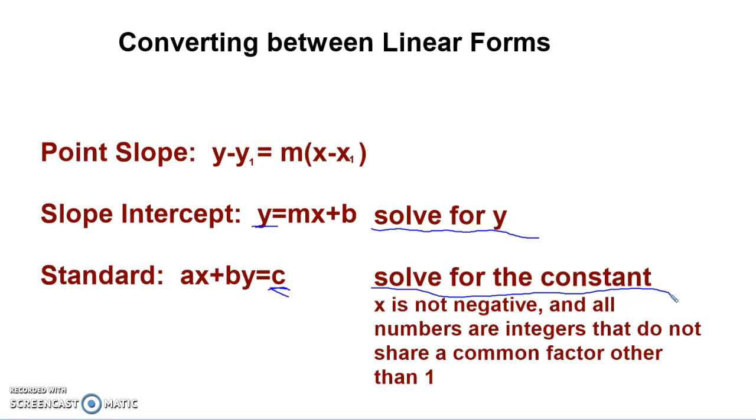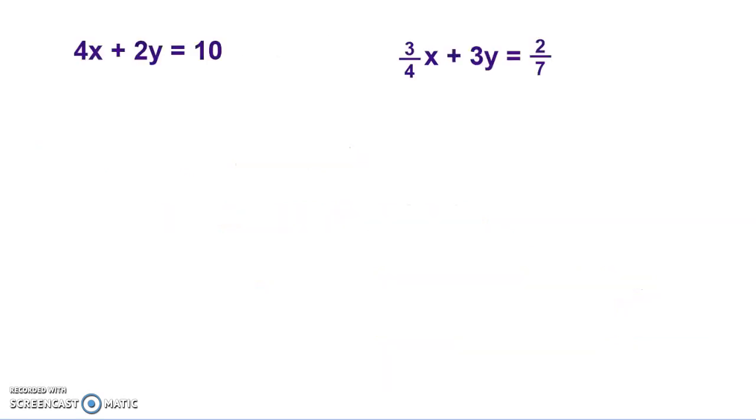And all the numbers are integers. When they're integers, that means that they are not decimals, they are not fractions. So if they are, you need to get rid of that. And they do not share a common factor other than 1. That means that just like you reduce fractions, you need to reduce standard form. And I'll show you a couple examples of reducing standard form before we move on to converting between linear forms.